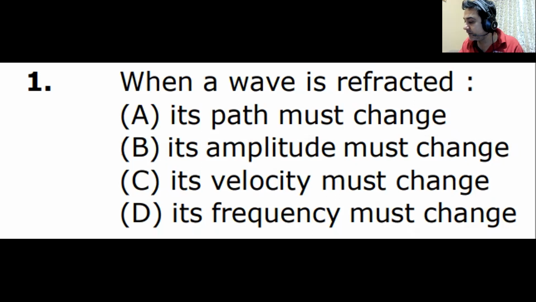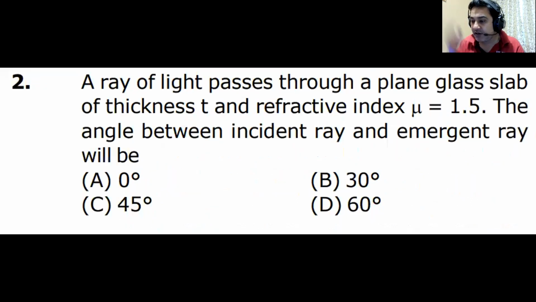Let's see who gives me the answer for this one. Question number 2, and here it comes on your screen now. A ray of light passes through a plane glass slab of thickness T. Refractive index is mu, which is 1.5. The angle between the incident ray and the emergent ray is, and what is the answer?